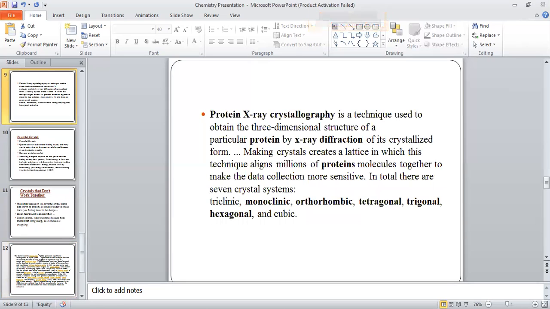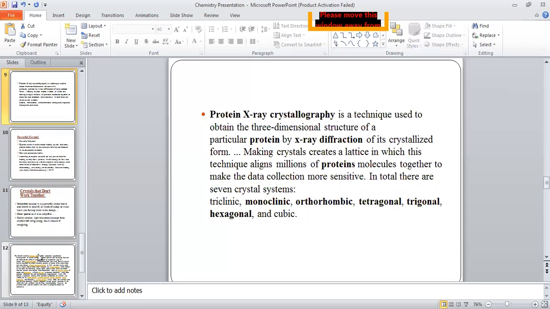Protein X-ray crystallography is a technique used to obtain the three-dimensional structure of a particular protein by X-ray diffraction of its crystallized form. This is the use of protein X-ray crystallography, which is used by chemists.